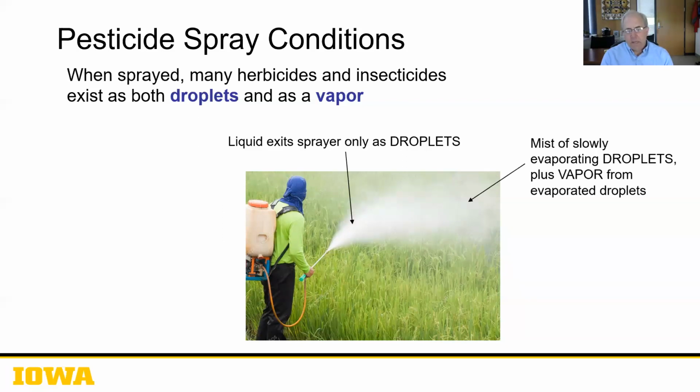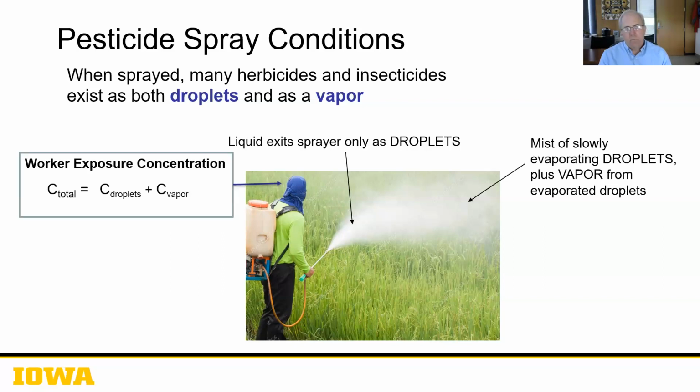And then it's a matter of what's happening a little bit downwind or downstream. You're going to have slowly evaporating droplets because they're SVOCs. And then, of course, there's going to be this vaporous cloud due to the evaporated droplets. This therefore necessitates the need to develop some methodologies to get at the concentration of both the droplets and the vapor in order to have a total worker exposure concentration.